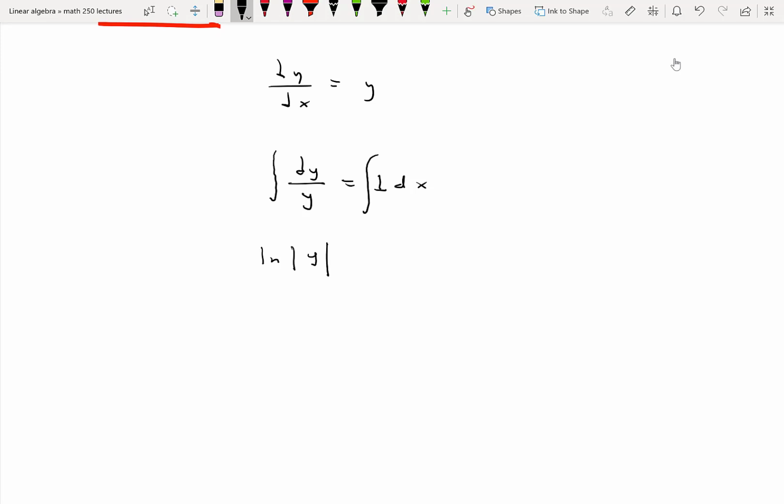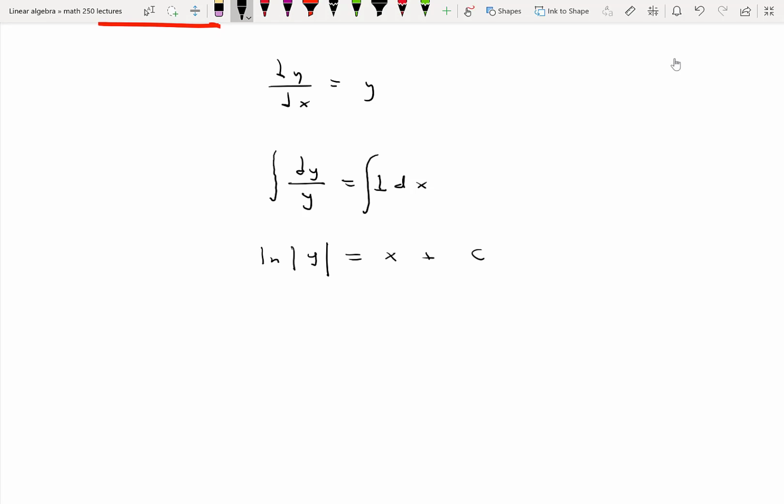So the integral of 1 over y with respect to y is the natural log of the absolute value of y, not the natural log of y. If you're taking notes as you do this, and you should be, make note that the integral of dy over y is not log of y. It's a log of absolute value of y. Now the integral of 1 with respect to x, the most general antiderivative of 1, is x plus a constant.